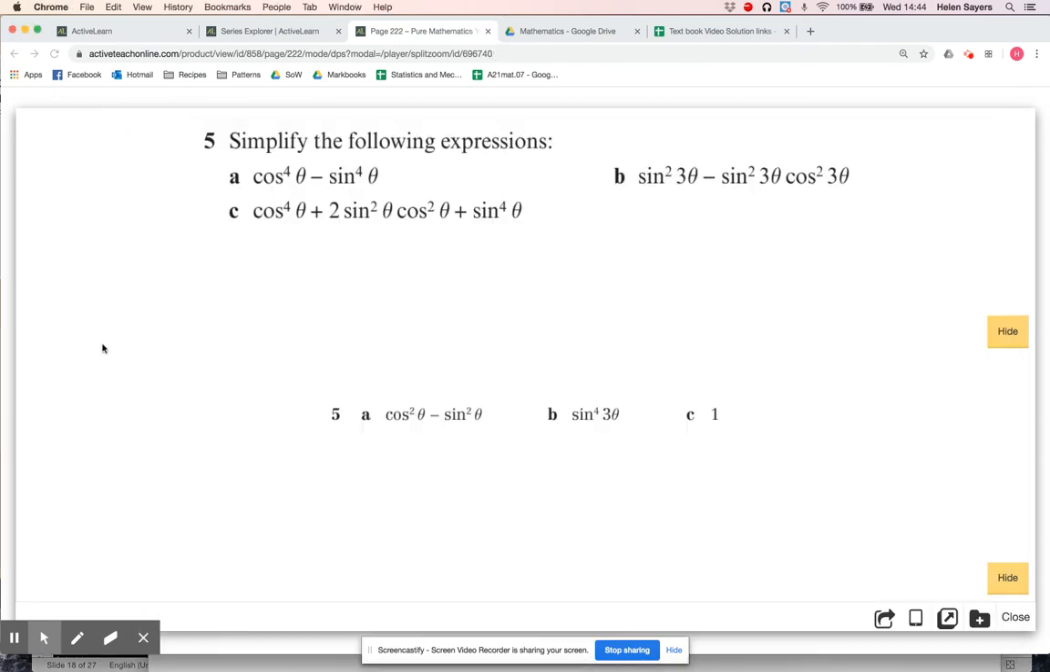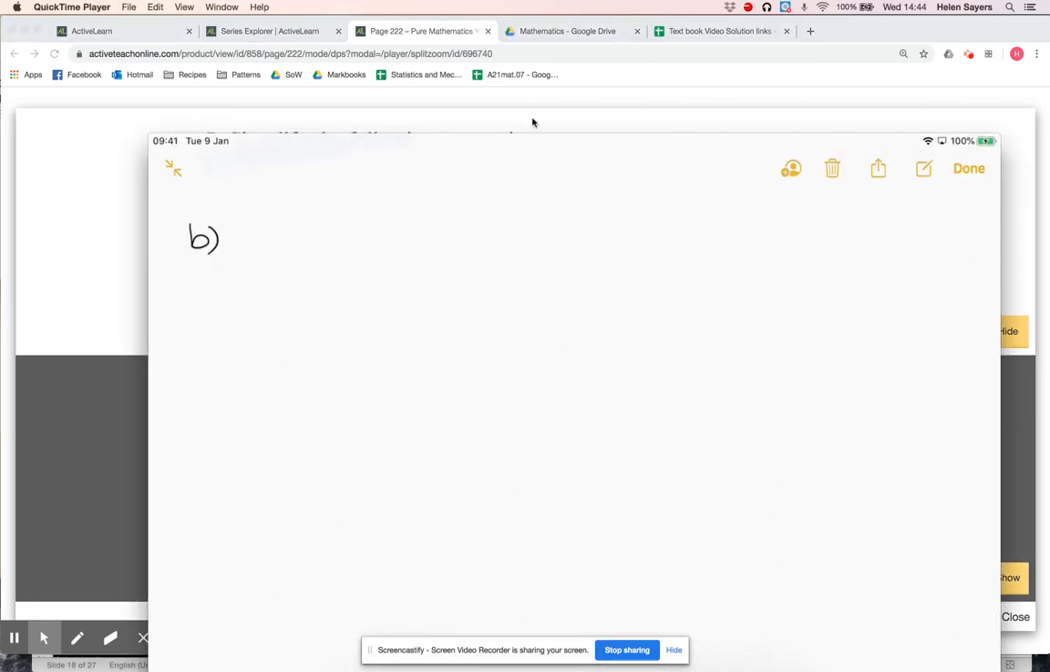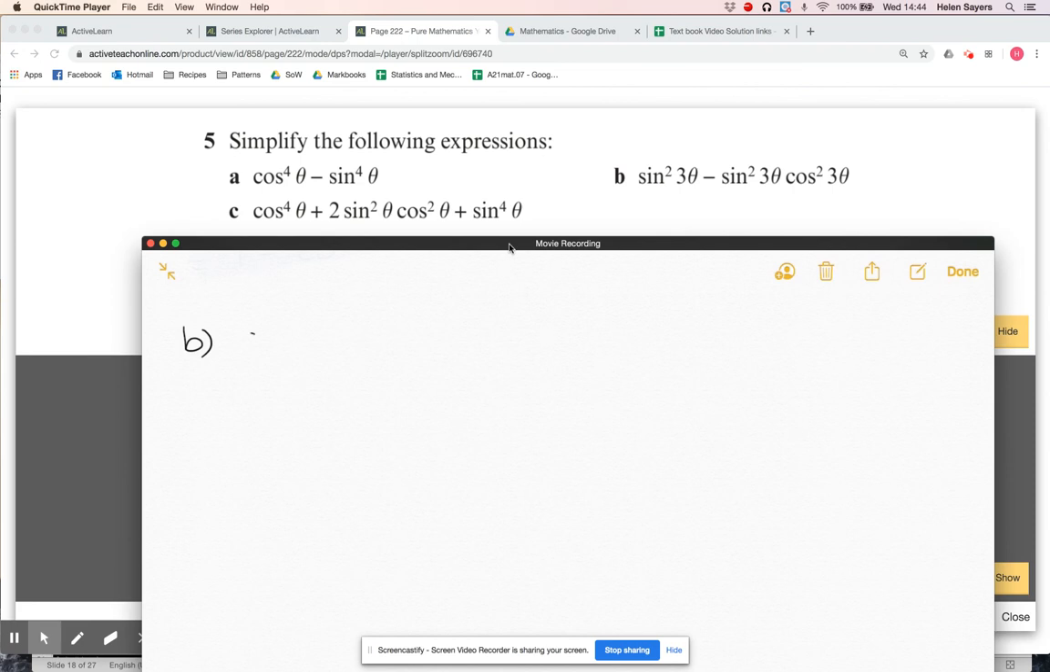So what they're getting at with B is that these identities work even if it's not just x or theta. So don't get put off by these 3 thetas. As long as they're all 3 theta, then you can still use the identities. So again, there's a few variations on how I could tackle this, but I would say there's 2 options. There's either thinking about using the identity, so saying that sine squared 3 theta is 1 minus cos squared 3 theta, but I'm thinking that's actually going to get quite complicated.